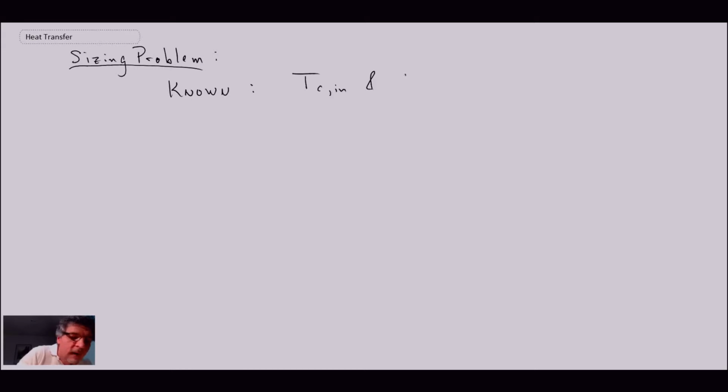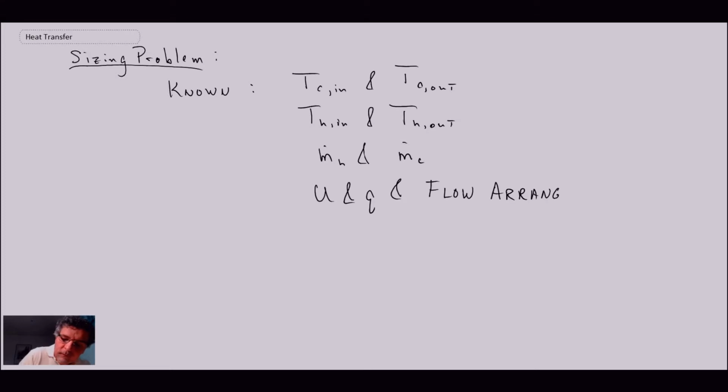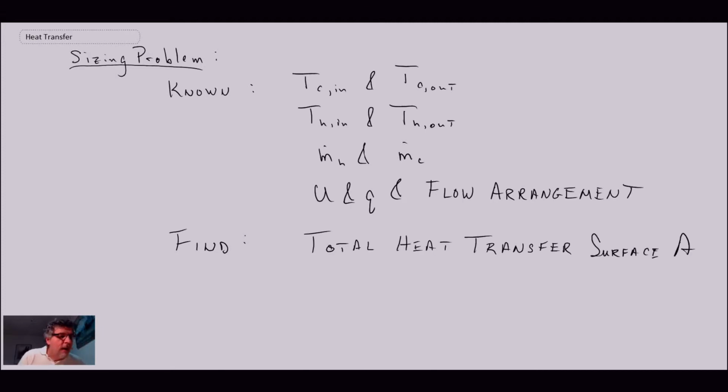The other type is the one that we applied LMTD to, and that is a sizing problem, but I'll go through that procedure as well. Typically when you're dealing with a sizing problem, you know the following information. And what you're trying to find is quite often the surface area. You're sizing the heat exchanger. Okay, so let's take a look at the procedure for a sizing problem.